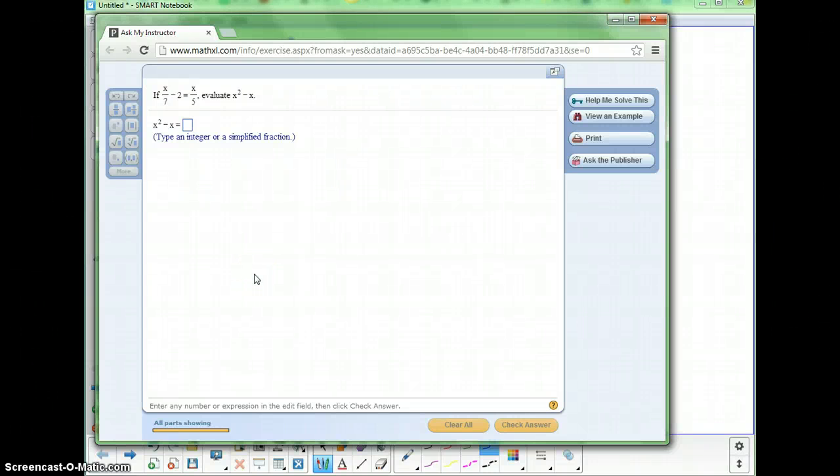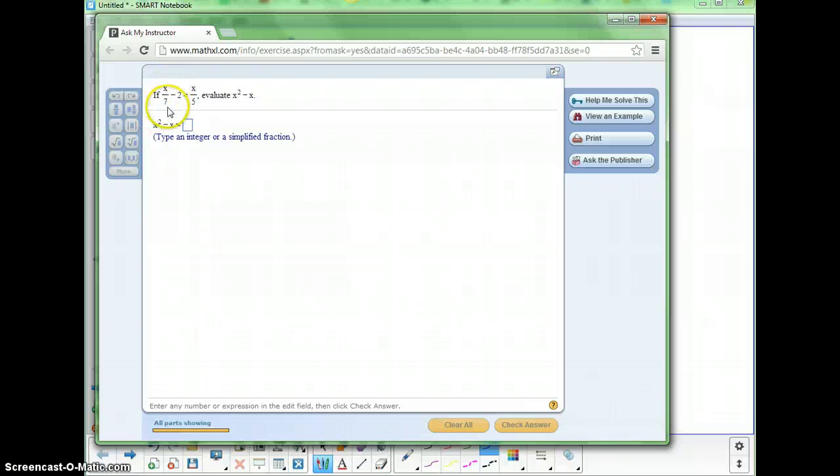In this question, in section 2.3, we're given that if x over 7 minus 2 equals x over 5, evaluate x squared minus x. Now when you see an evaluate expression, it means plug a value in for x and then simplify. I don't know the value of x yet, but if I solve this first equation for x, I'll be able to figure out what value of x I need to plug in. So that's going to be our first step in this one.